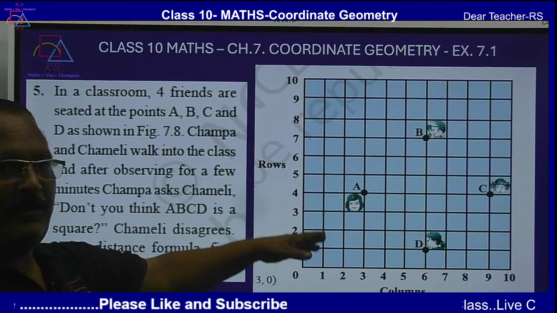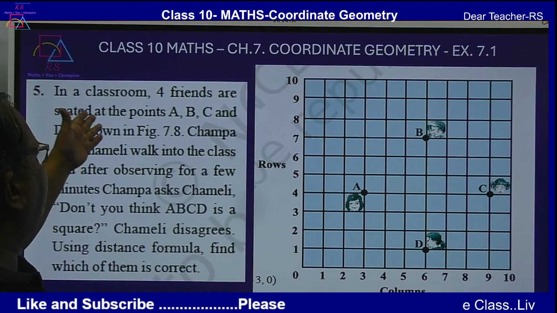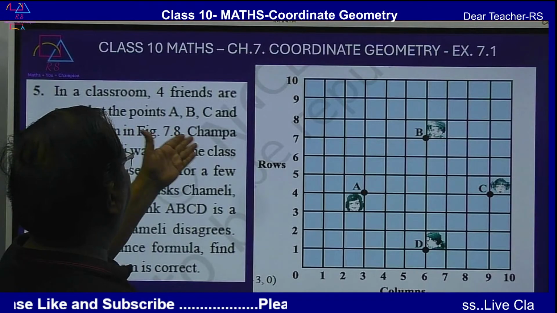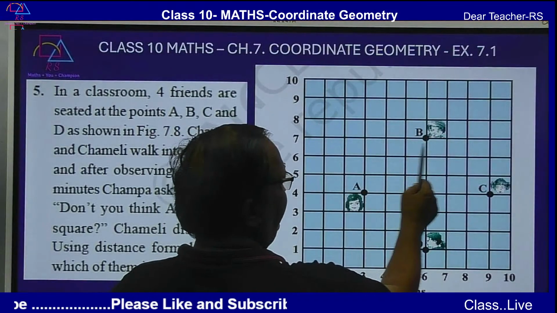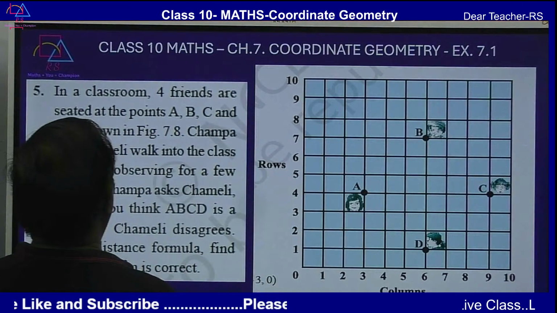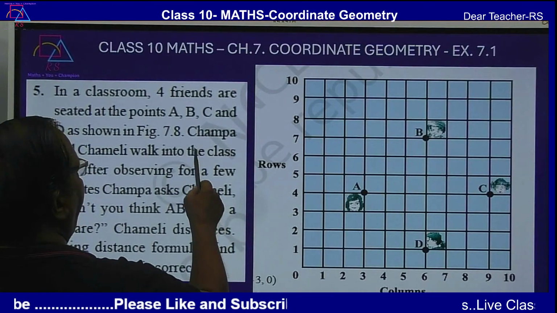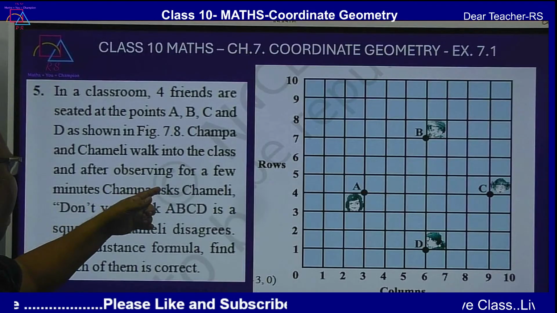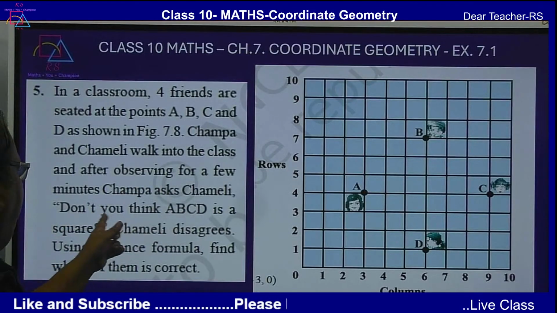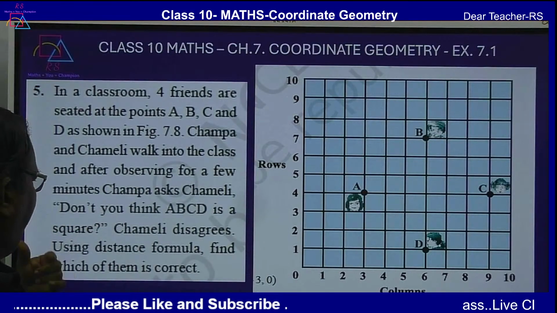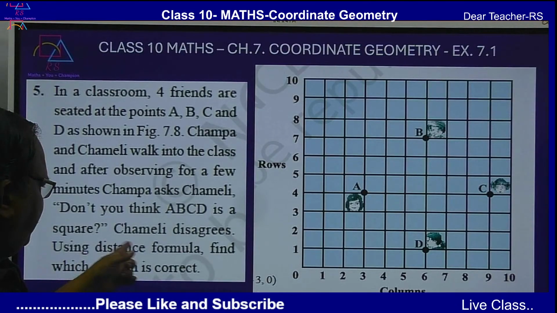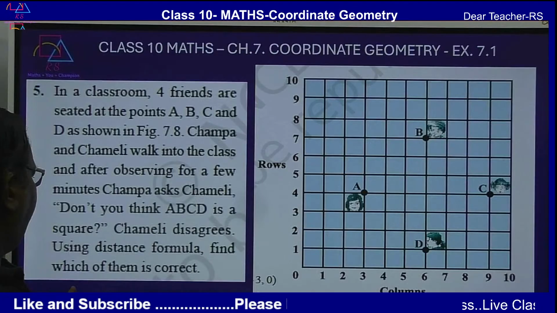A coordinate plane is given in a classroom. 4 friends are seated at A, B, C, D. That means this is one student A, B, C, D. Right? So names are also given. Champa and Chameli walk into the class, and after observing for a few minutes, Champa asked Chameli, "Don't you think A, B, C, D is a square?" And Chameli disagrees. Using the distance formula, find which of them is correct.